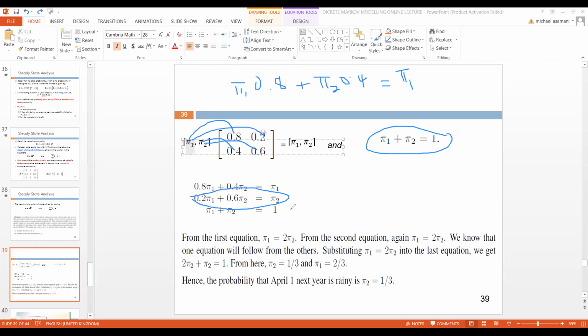And doing so implies from this equation that pi one is equal to one minus pi two. Good. So if we substitute what we've just had into any of these equations, just one of them, we can substitute it into the first equation and solve for pi two. So do that for me. Substitute the third equation into the first equation and then solve for pi two and subsequently pi one as well.